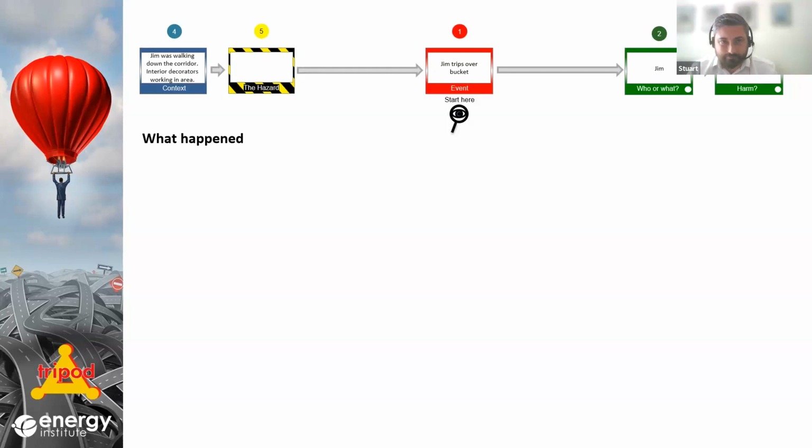Next, we look at the hazard. The hazard is essentially the thing that caused the injury. In this case, there's a bucket on the floor. So this is a really simple example, but it demonstrates that you can quite quickly put together a description of what happened for an incident, and this allows us then to focus in on the next stages.